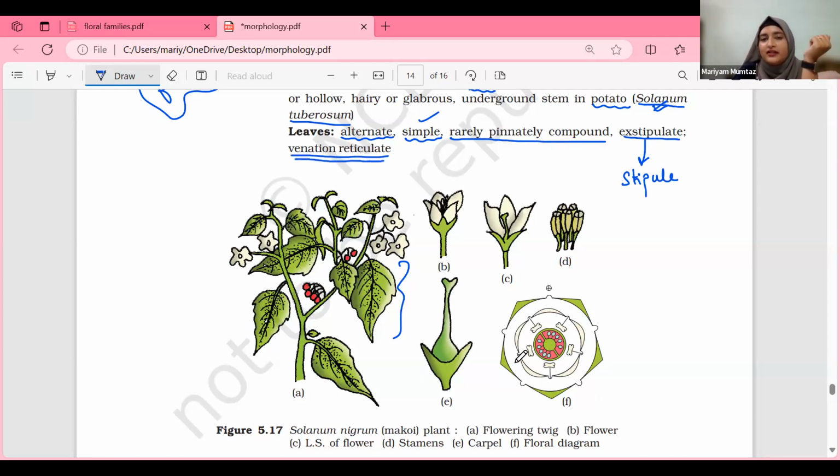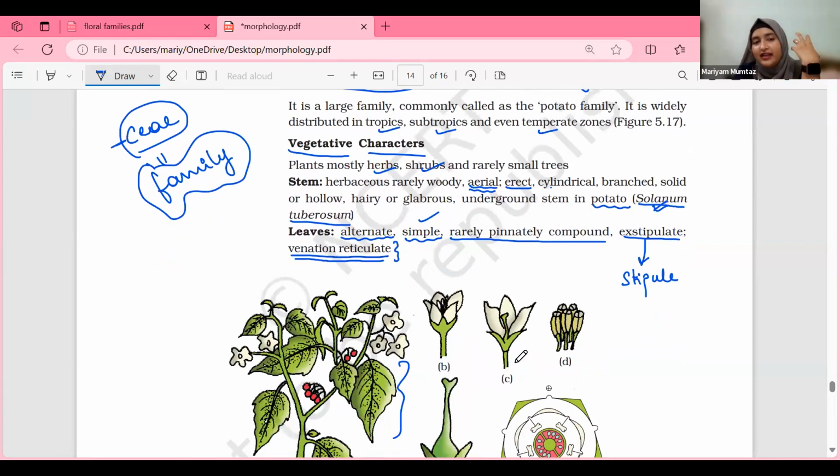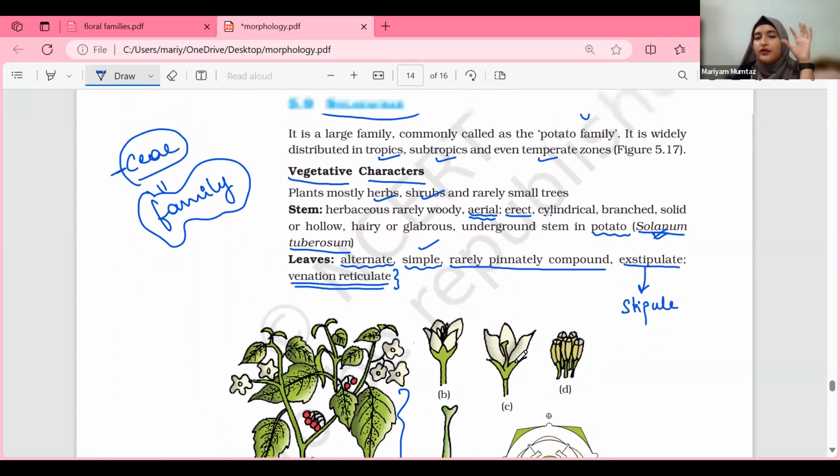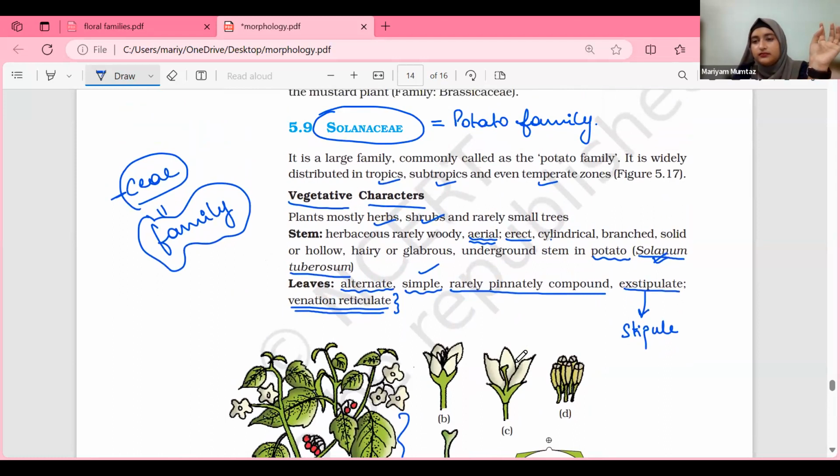Reticulate venation is the characteristic feature of dicots. Yes. Okay, so that is the vegetative character. We have discussed the stem, we have discussed the leaves. Have you understood this? Yes.